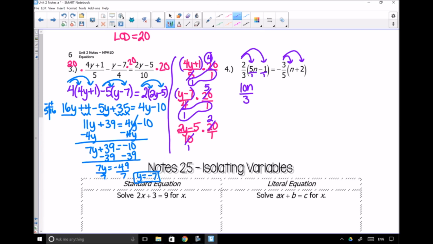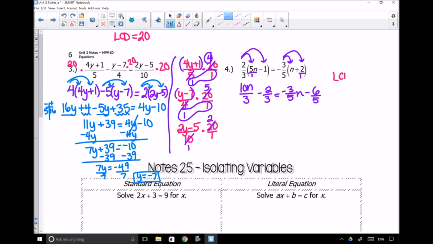Okay? And then here, anything times 1 is itself. So anything times negative 1 is its negative self. So 2/3 times 1 is 2/3. Therefore, 2/3 times negative 1 is negative 2/3. Okay? And then here, when I do negative 3/5 times n, I just get negative 3/5 n. And then when I do negative 3/5 times 2, negative 3 times 2 is negative 6, and then 5 times 1 is 5.